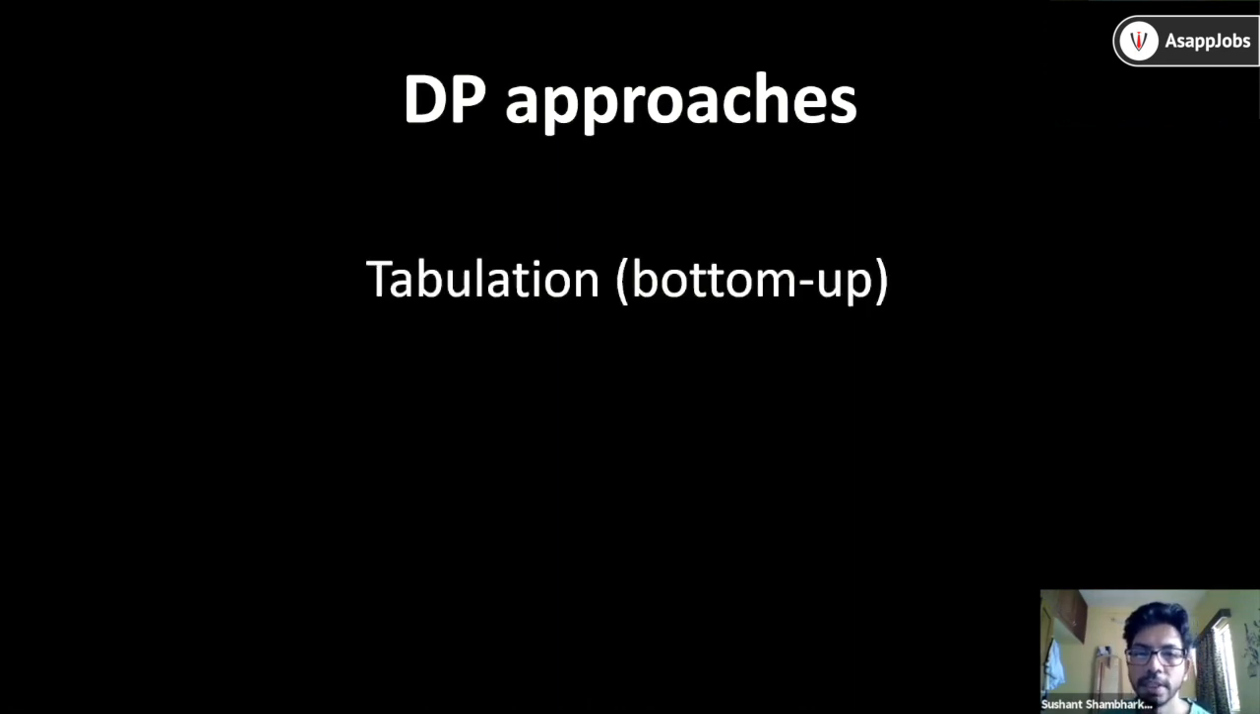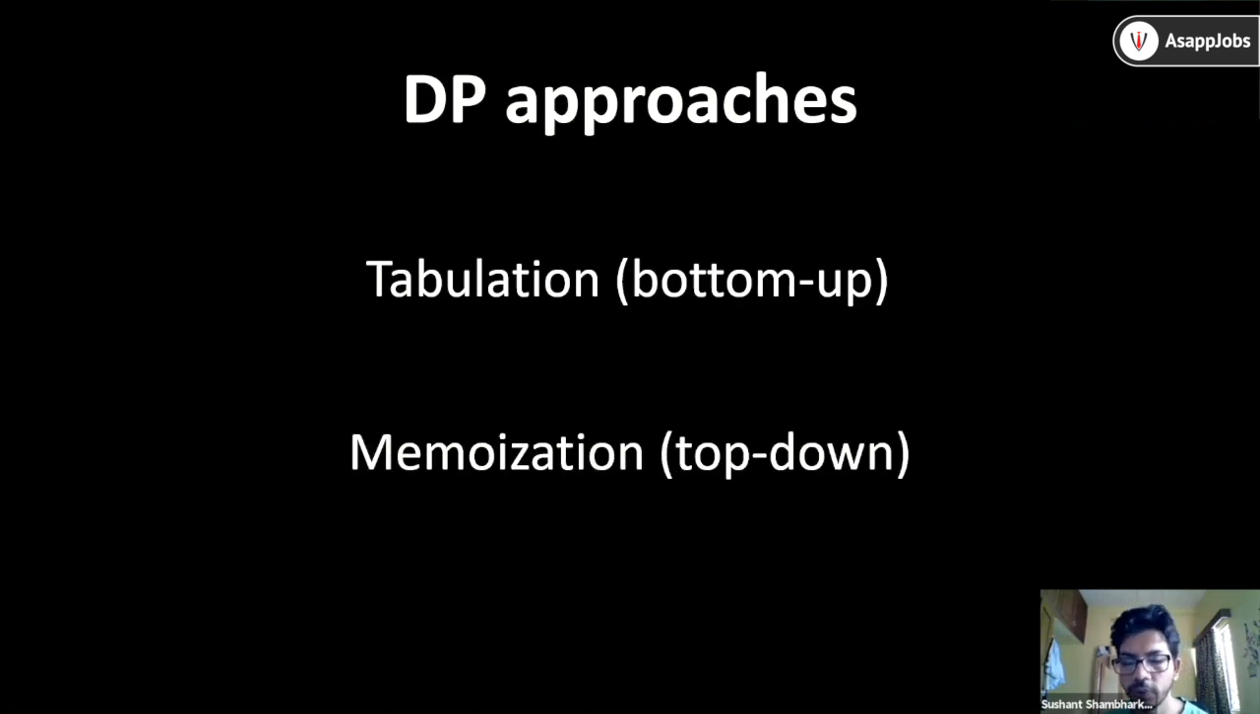So what are the DP approaches? Can anybody tell me? Top down is one method. Bottom up is what? What is the name for each method? Does anybody know what term we use in computer science? Yeah, tabulation. Tabulation is bottom up. You go from bottom to up. That is tabulation, and if you go from top to down, that is memoization.